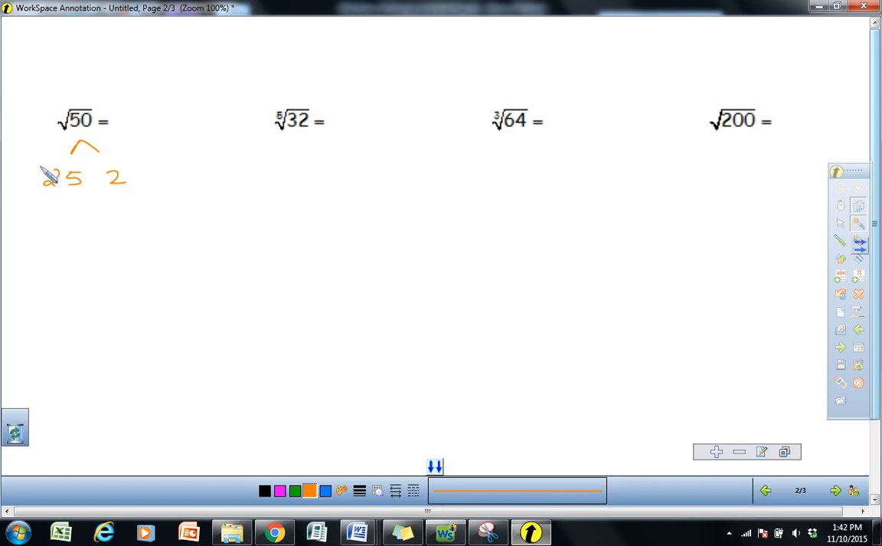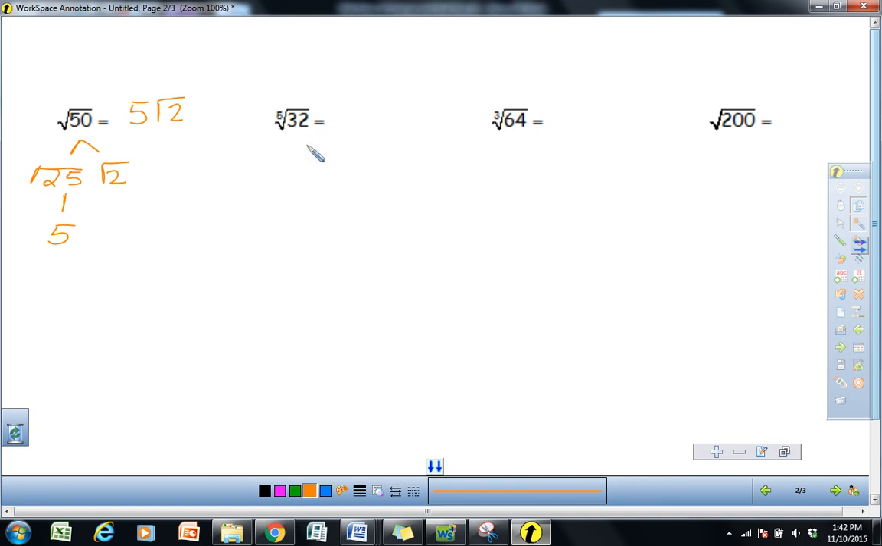So I do a little factor tree. You might do a different way, and that's completely fine. But the square root of 25 times the square root of 2 will give me the square root of 50. Square root of 25 is 5. So I don't have the square root anymore because I took the square root of 25. Square root of 2 is not a whole number, so I just leave it as root 2. So I write my answer as 5 times the square root of 2.